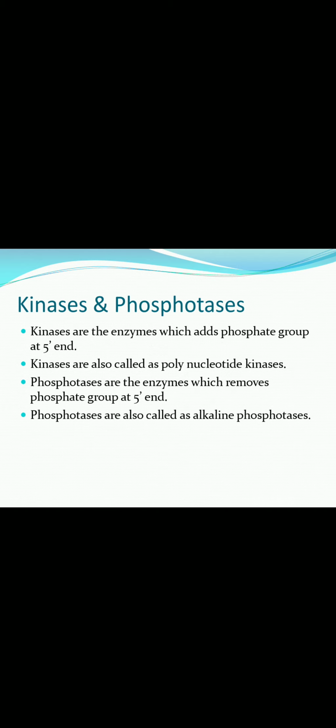Kinases and phosphatases. Kinases are the enzymes which add a phosphate group at the 5' end. It means that kinases add phosphate groups at the 5' end but not at the 3' end. We can also call kinases polynucleotide kinases. Phosphatases are the enzymes which remove the phosphate group at the 5' end. Phosphatases are also called alkaline phosphatases.